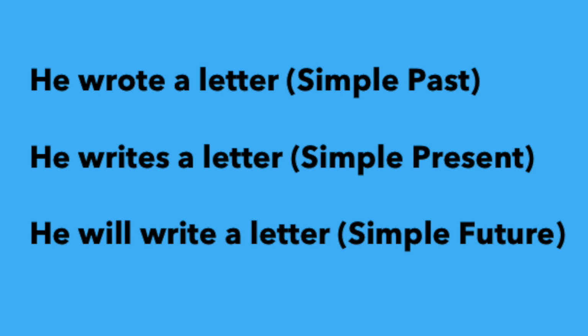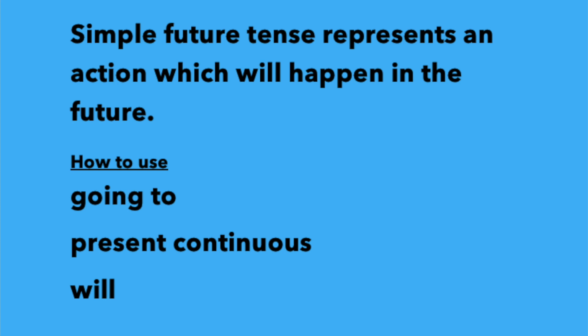In the example above, he wrote a letter. That means it was done in the past. If the example is he writes a letter, we would understand it's something being done in the present. If the example is he will write a letter, we would understand it's something that will take place in the future. So, simple future tense represents an action which will happen in the future.